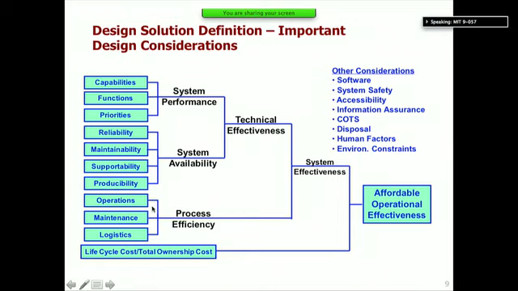And then how do you actually operate the system? So operations, maintenance, logistics. That's process efficiency. Together, that gives you system effectiveness. And then, of course, you have the total cost of operating the system, life cycle cost, total ownership cost. And then system effectiveness and cost together give you what's called here affordable operational effectiveness.